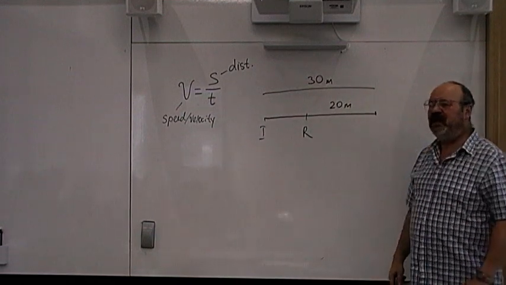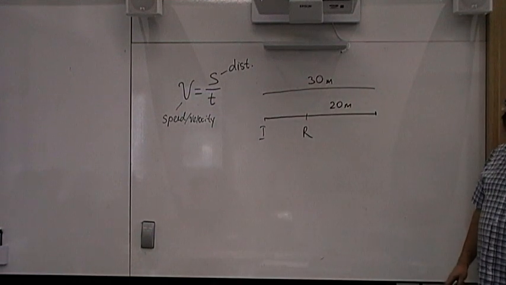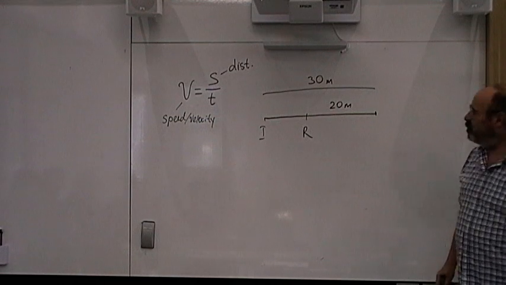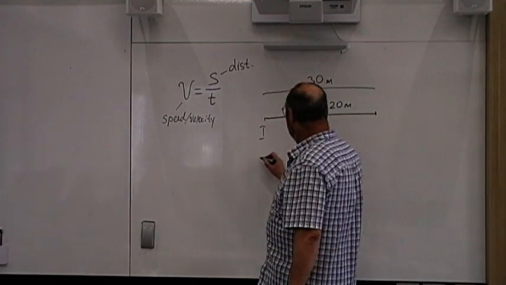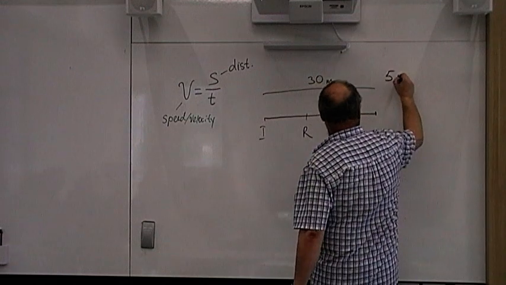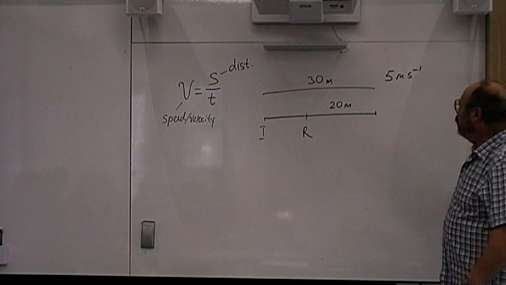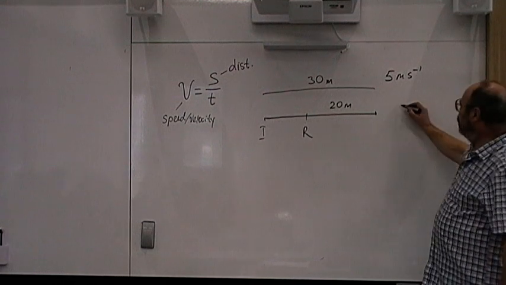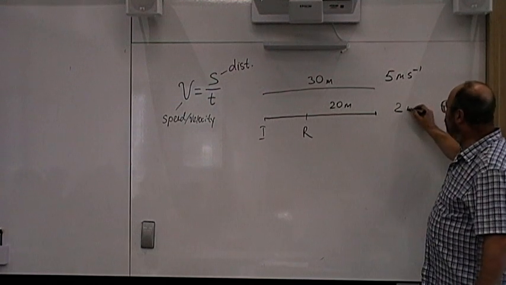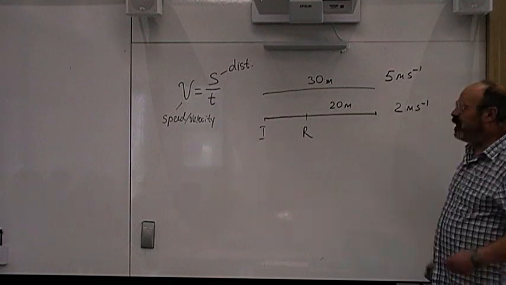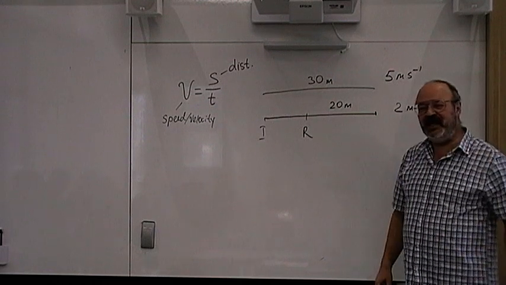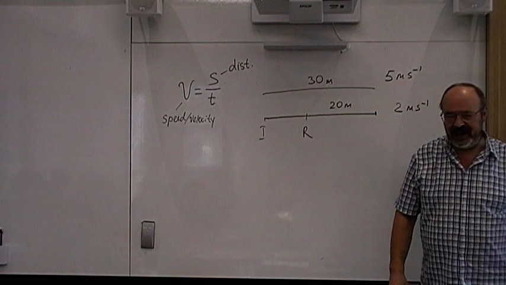But Eli started running at 5 meters per second, and Raf, not in a hurry, keeps walking at, let's say, 2 meters per second. The question is, who will get into the class early?